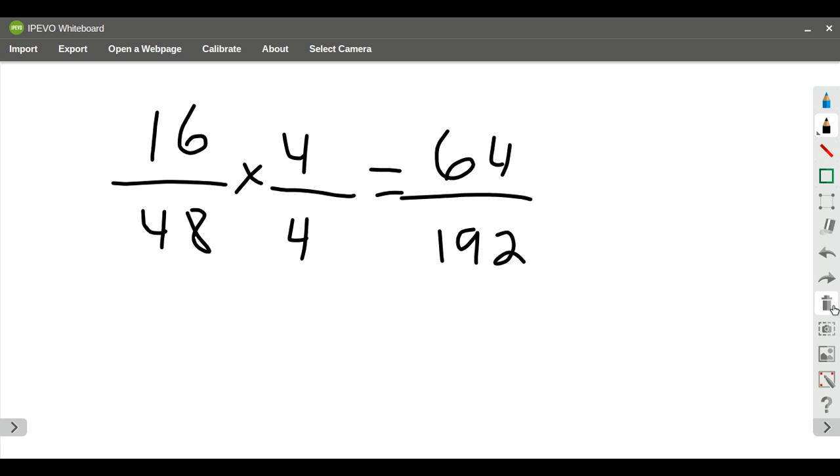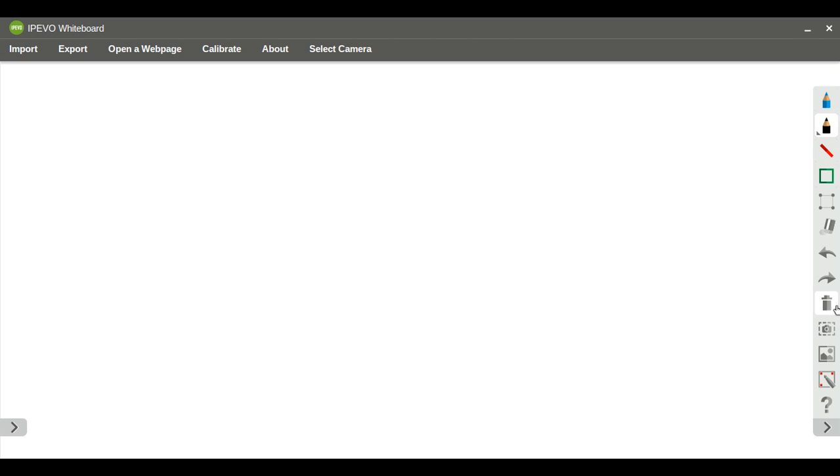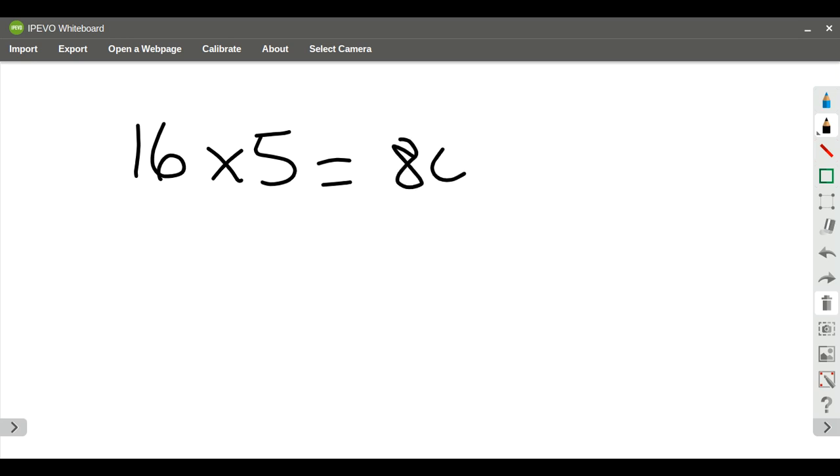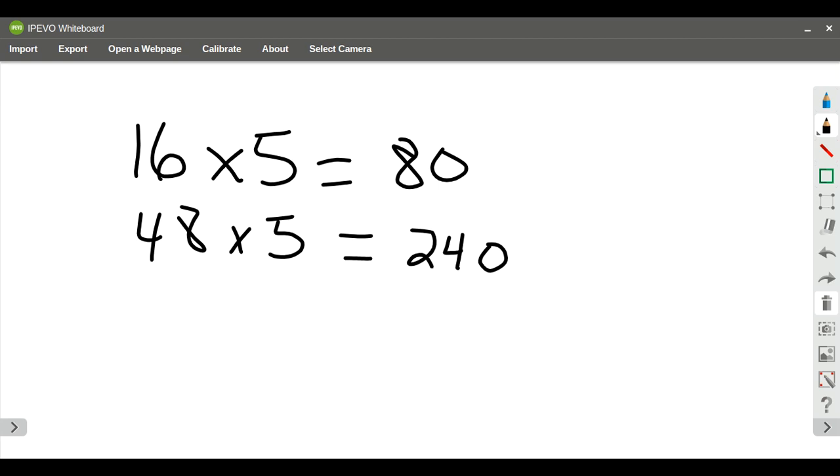Okay. It says on the convince me, if you extend the table above, how would you find the next ratio of basketball players to baseball players? If we extended that table, we would just need to multiply 16 times 5, and when we multiply 16 times 5, we would get 80. And then I would multiply 48 times 5, and I get 240. So my ratio would be 80 to 240.